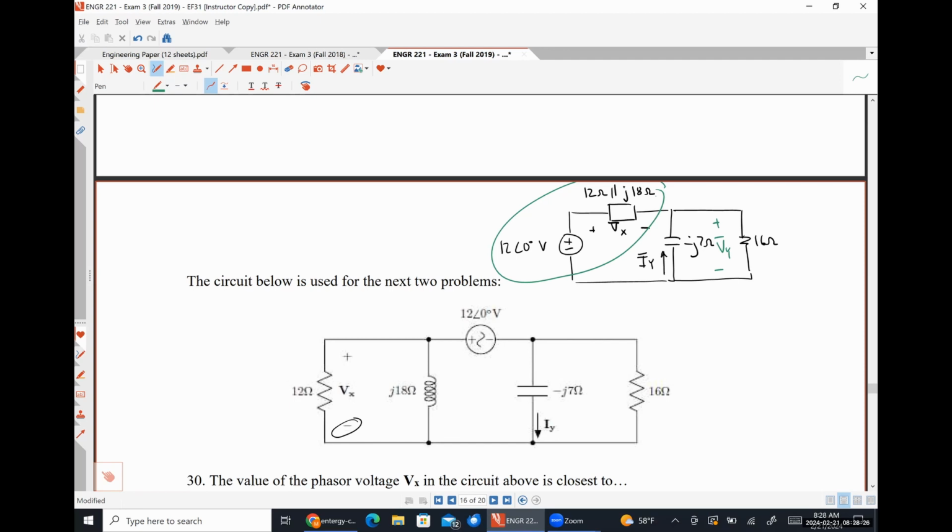So it's drawn in a confusing way. But if you rotate it 90 degrees and combine things, it's really just a voltage source connected to two impedances in series. To me it's drawn like it's screaming, do mesh, do mesh. It's completely and utterly unnecessary. Yes, ma'am.